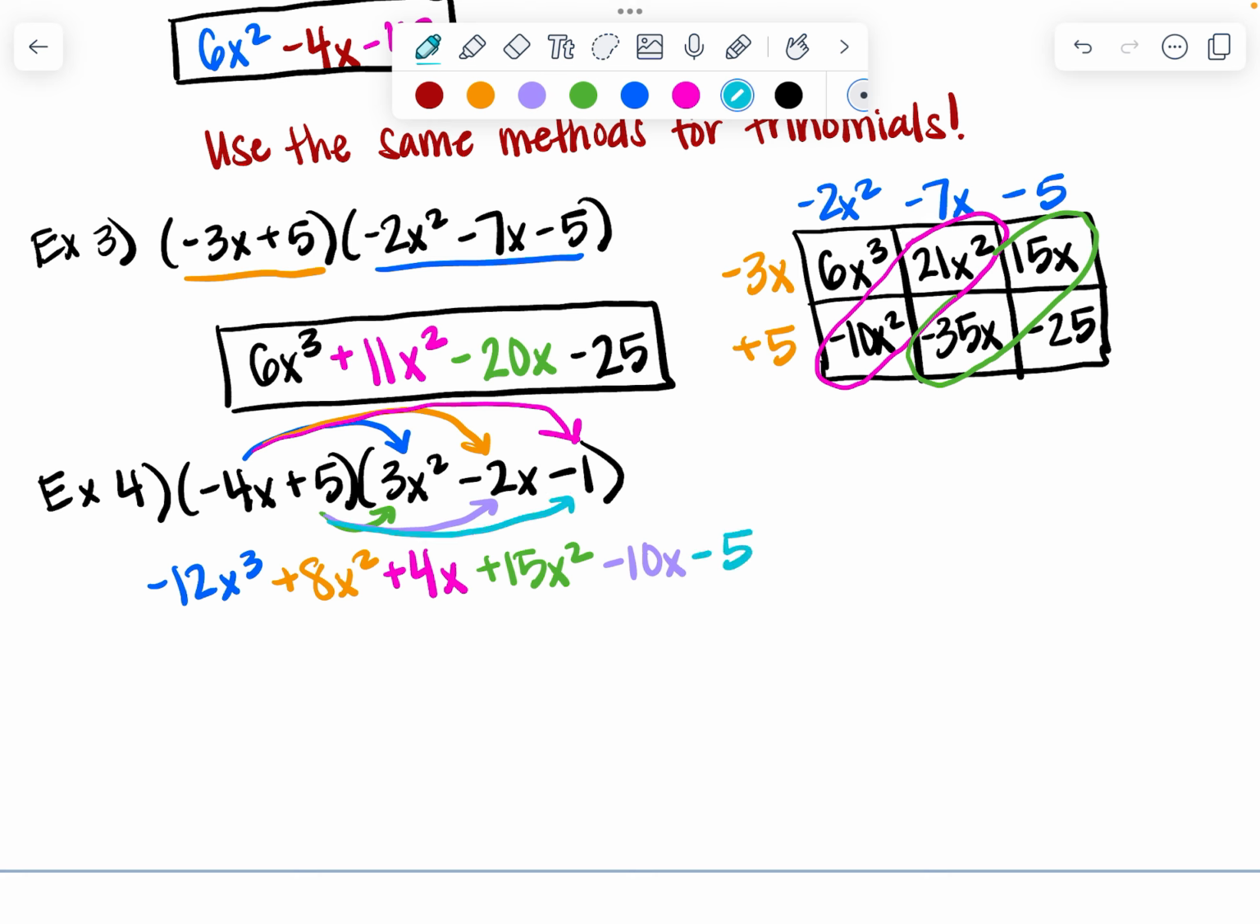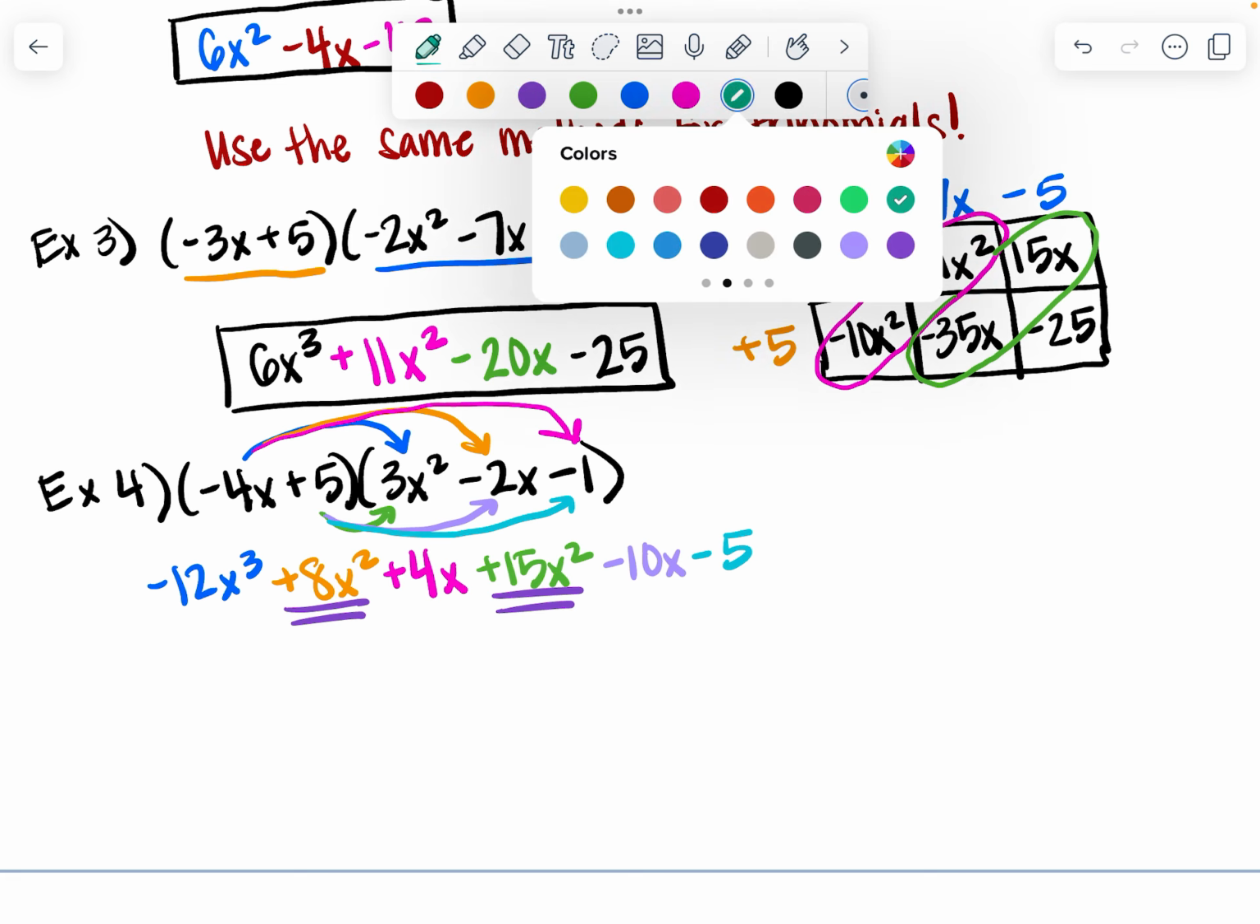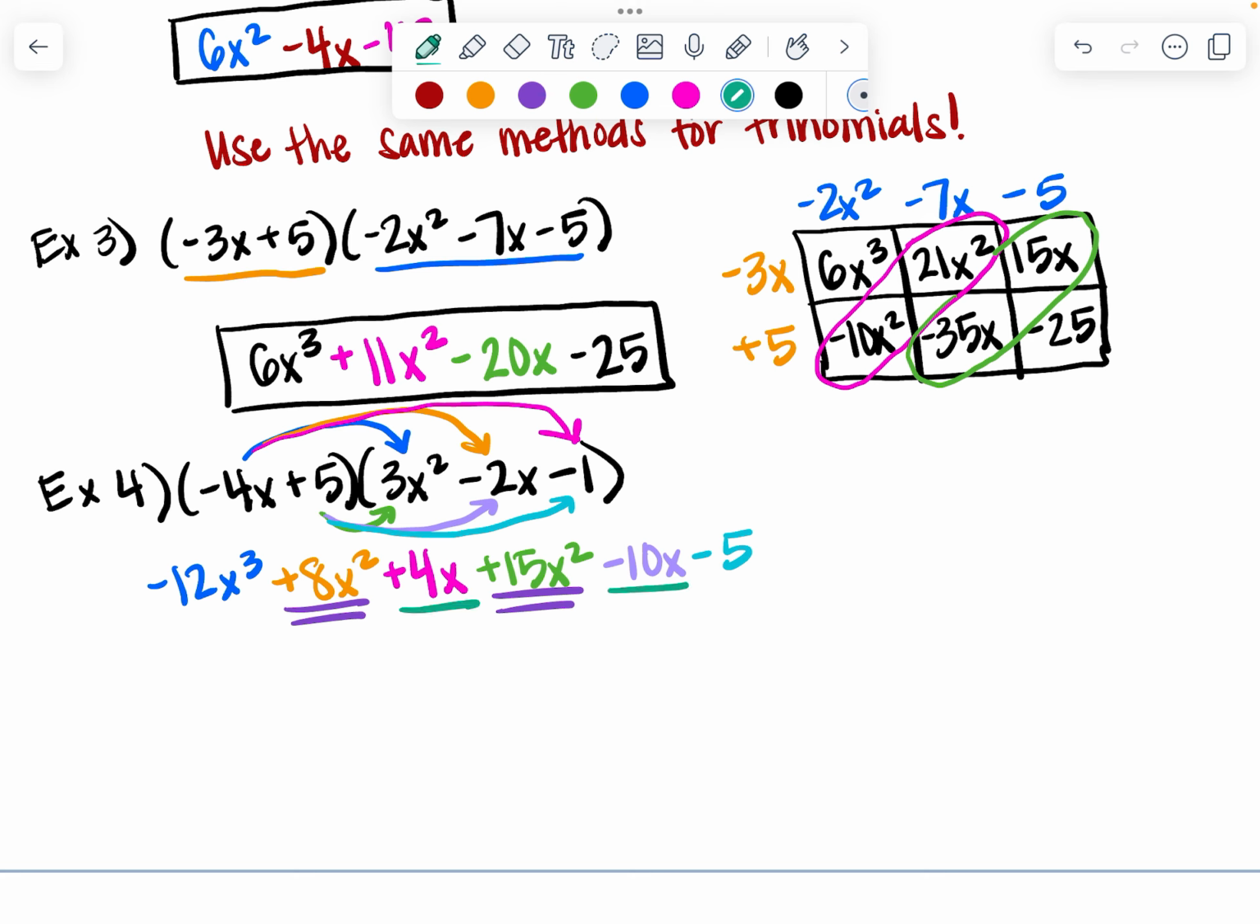And the last thing I'm going to do is combine like terms. So I can combine the 8x squared and the 15x squared, and I can combine 4x and negative 10x. So let's write it out now. Negative 12x cubed plus 23x squared minus 6x minus 5.